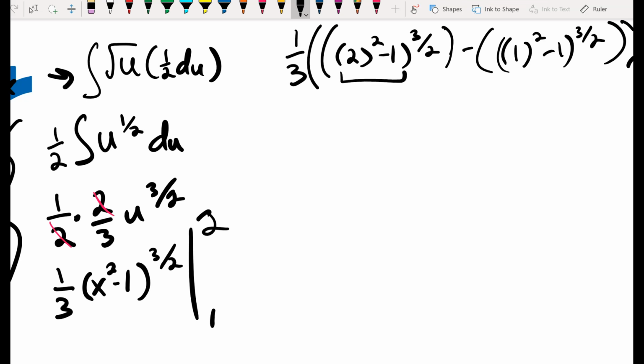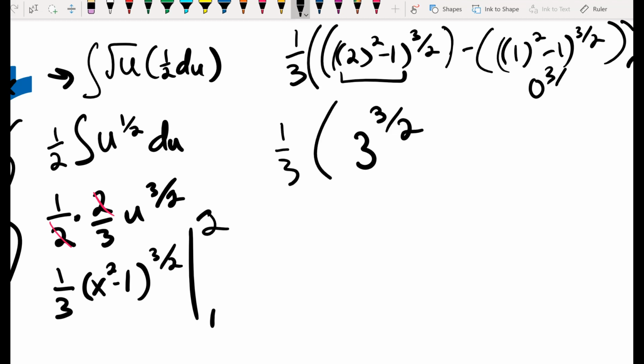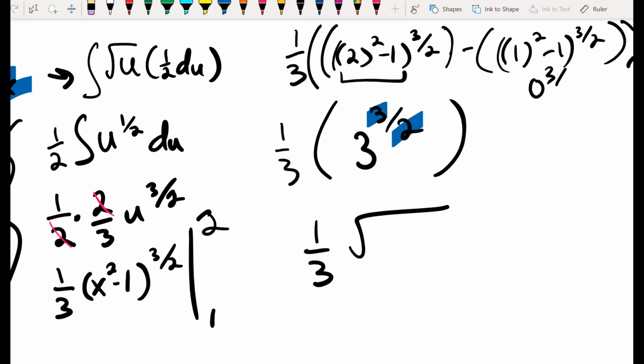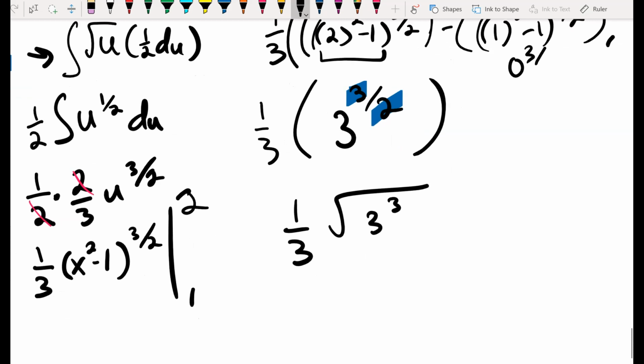This inside right here, 2 squared is 4 minus 1 is just 3, so this is 3 to the 3/2. 1 minus 1 is just 0, and 0 to any power is just 0, so really it's like minus 0. So I'm not even going to write it. So the question is, how do I deal with 3 to the 3/2? Well, I'm going to reverse engineer that rule. Remember, that's power over root. So really I'm taking 1/3 times the square root of 3 cubed, or just 1/3 times the square root of 27.